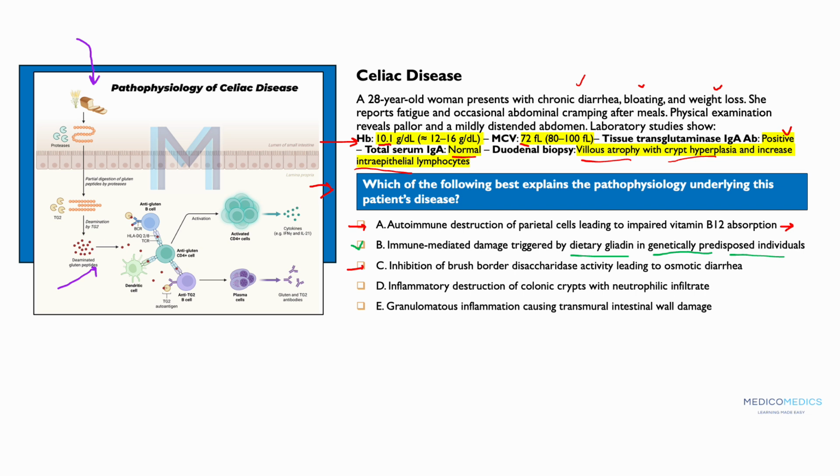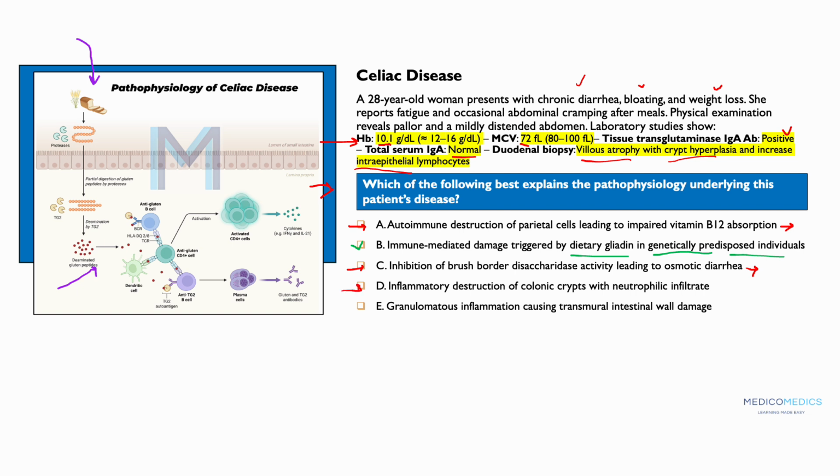What about alternative C? Inhibition of brush border disaccharidase activity leading to osmotic diarrhea. Well, this describes lactase deficiency actually, where lactose is not broken down in the small intestine, leading to osmotic diarrhea and bloating. So, the difference is there is no immune involvement or villus atrophy here.